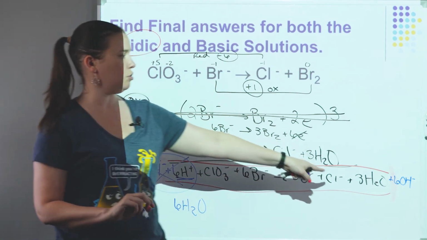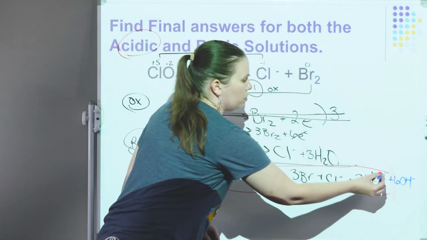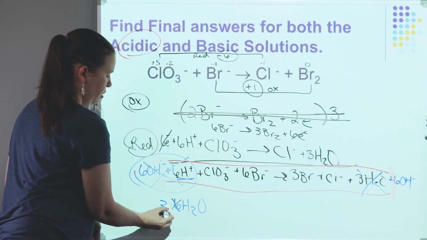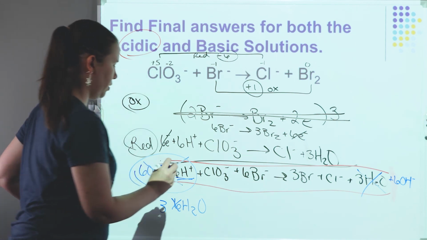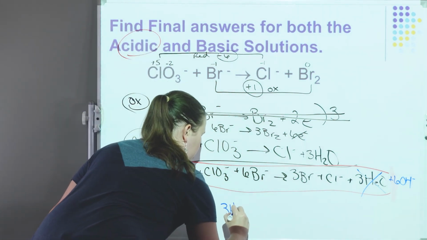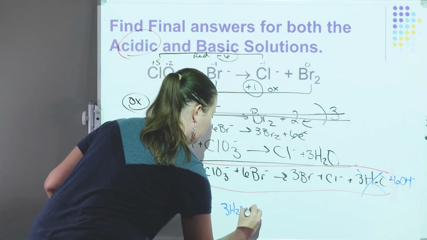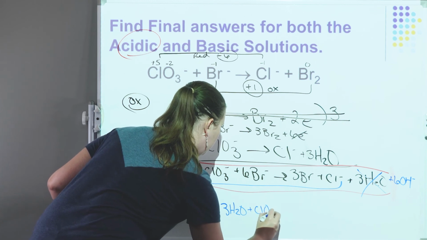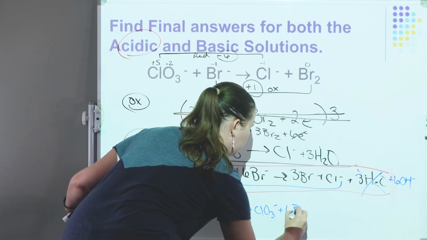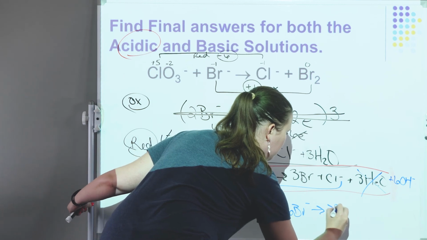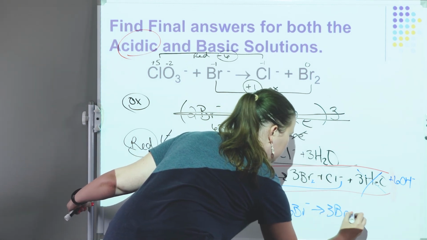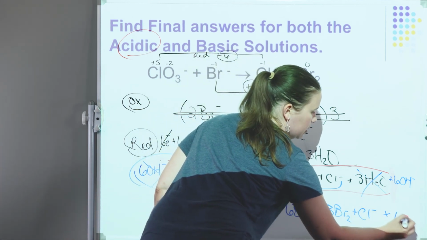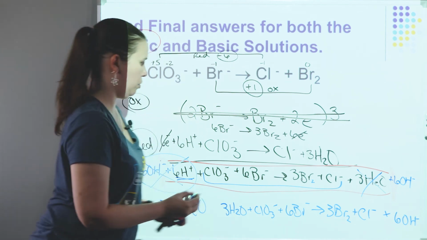But you have to be careful because there's usually water on the other side. So there's 3 waters on the other side, so I'm going to cancel out 3 of my 6 waters. So my final answer as a base would have the 3H2O on the left, and then this middle part would be the same. I've got the ClO3 minus, the 6Br minus, making 3Br2, oops, lost the 2, plus Cl minus, and then the water's gone, and now I have the 6 hydroxides on the product side.